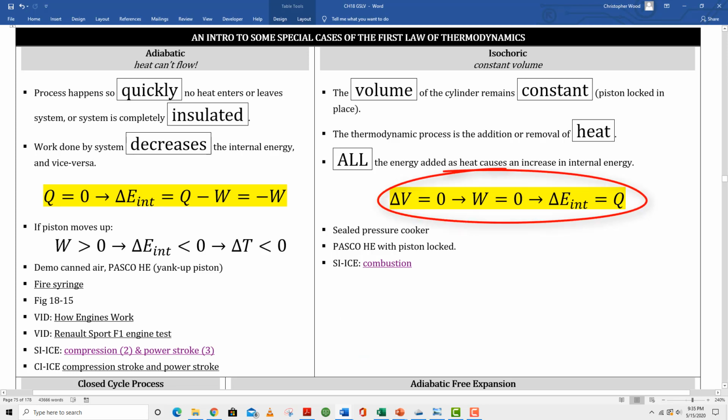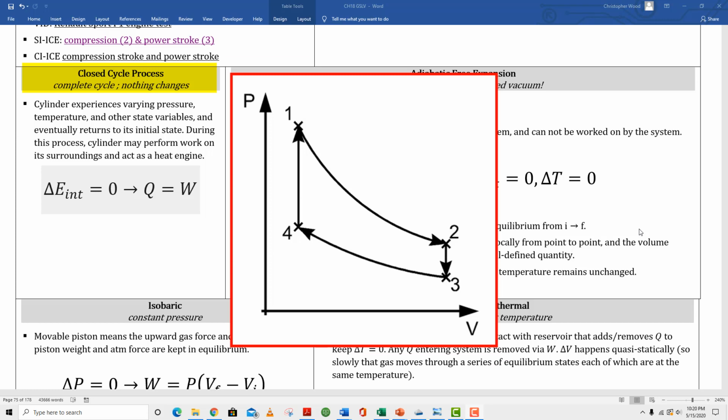In this case, there is no work because if the volume doesn't change, it means nothing moves, and if nothing moves, it means the force does no work. There are forces, but no movement means no work. So this simplifies down to the change in internal energy equals Q. If heat is added, internal energy goes up. If heat is removed, internal energy goes down. It's that simple. Let's talk about closed cycle processes.